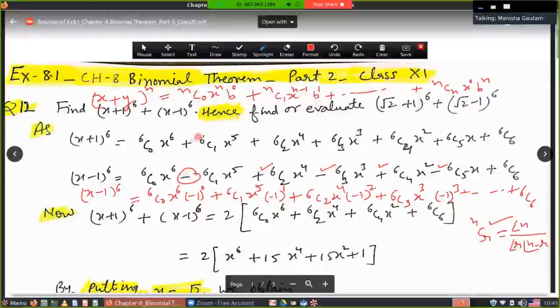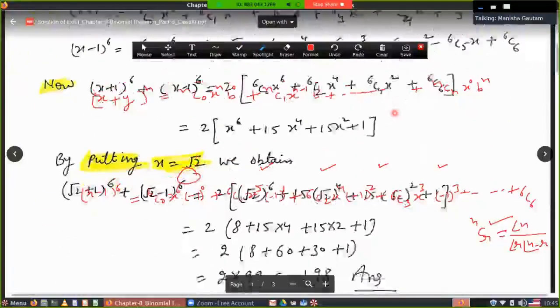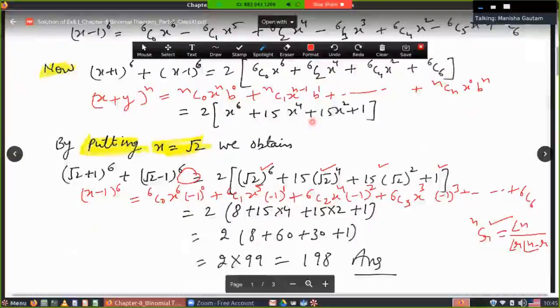By using the previous one, you will use this expansion and find out the evaluation of (root 2 plus 1) whole power 6 plus (root 2 minus 1) whole power 6. Sometimes students understand that you have to solve only this part. They start to do the question from this (root 2 plus 1) whole power 6 plus (root 2 minus 1) whole power 6 and solve the question. But that is wrong. First, you have to solve the general expansion. Then, by using this general expansion, you have to find out the next, whatever is given to you. Here it is given x is equal to root 2. After putting x is equal to root 2 in the general expansion, you will get the solution.